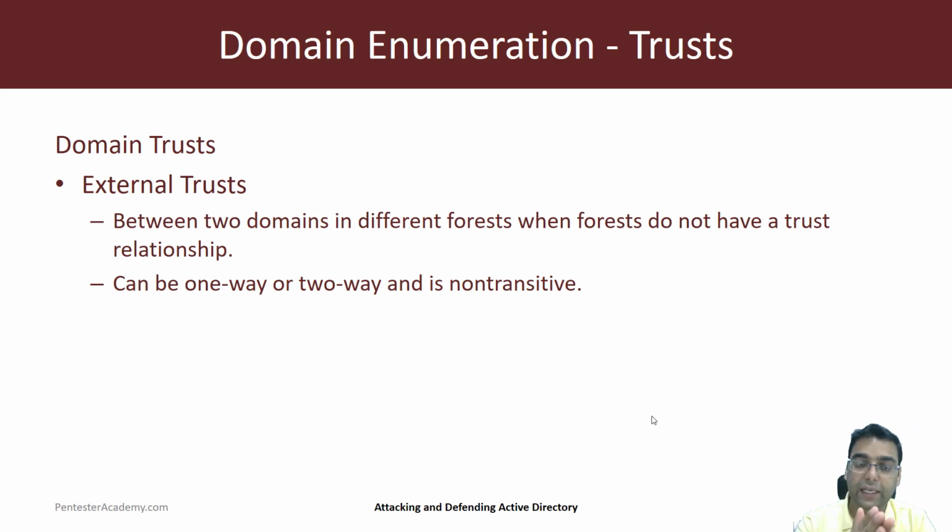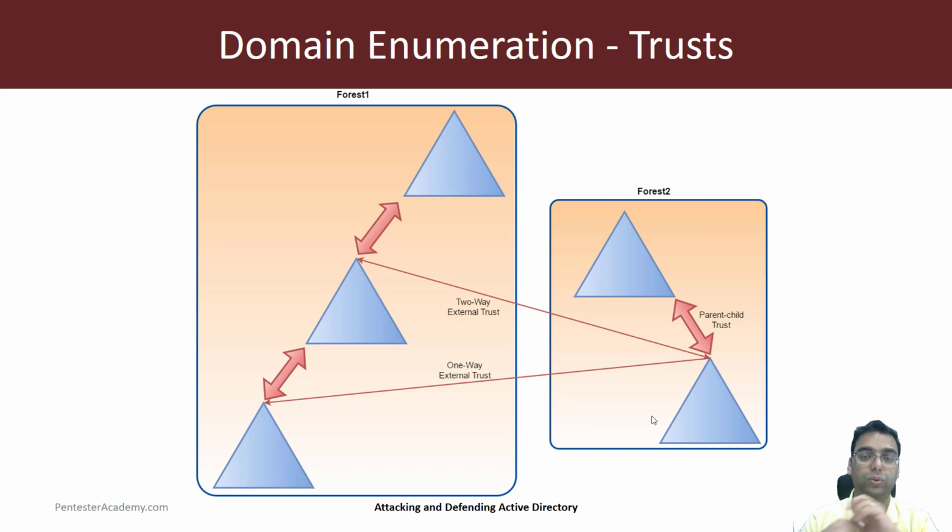Now, lastly, in domain trusts, we have external trusts. External trusts are established between two domains in different forests when forests do not have a trust relationship. That is, the root domains of the forests do not have a trust relationship. Any relationship between two non-root domains of different forests is called an external trust because it is established manually. It can be one way or two way, and it is always non-transitive. We cannot make it transitive even if we want to do so.